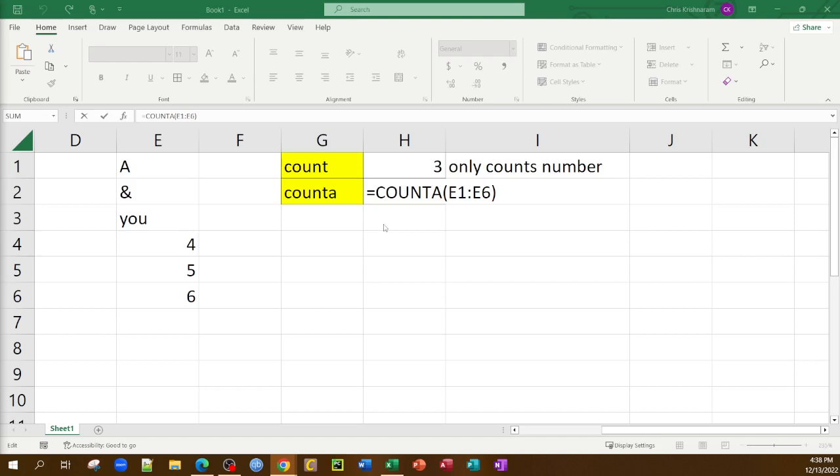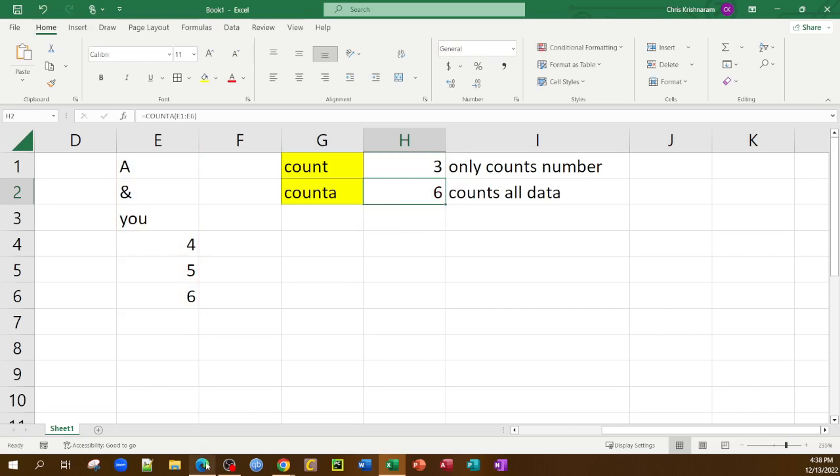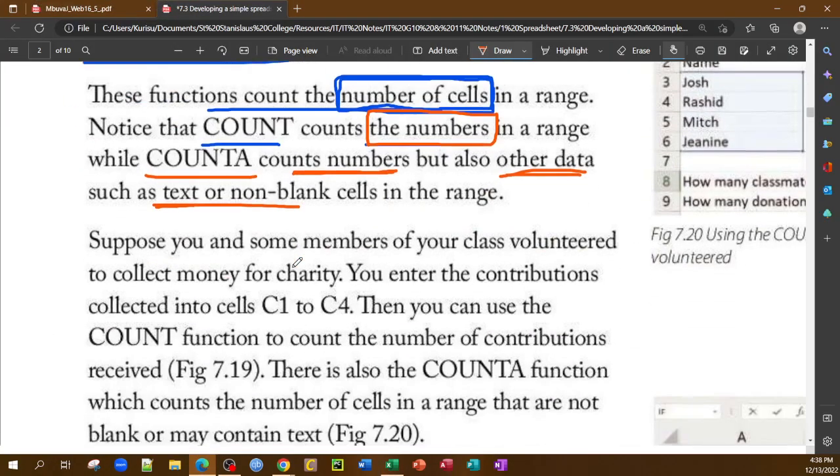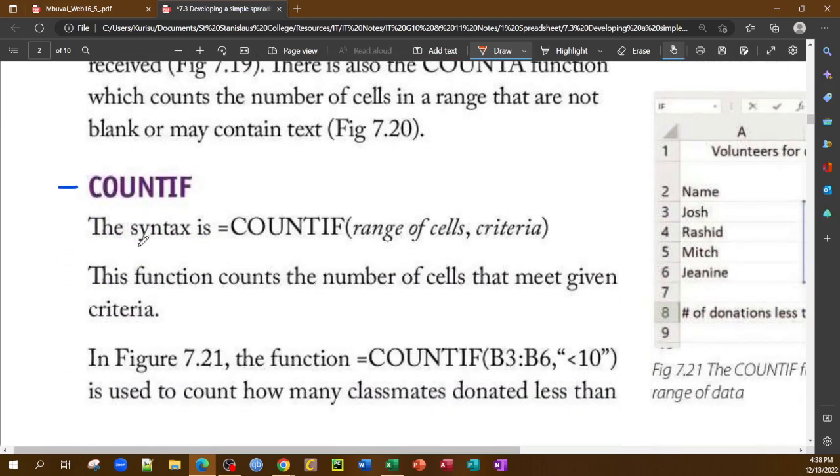Alright, good. So that there is the difference between COUNT and COUNTA. I'm not going to read through that. That's basically a description there. Now our next function, COUNTIF.